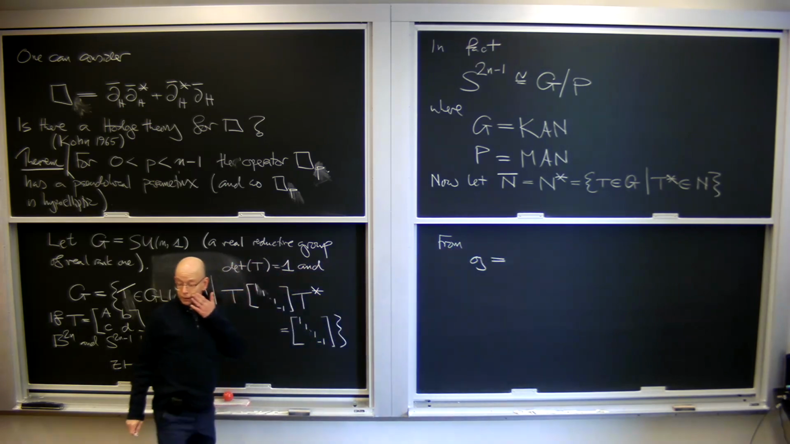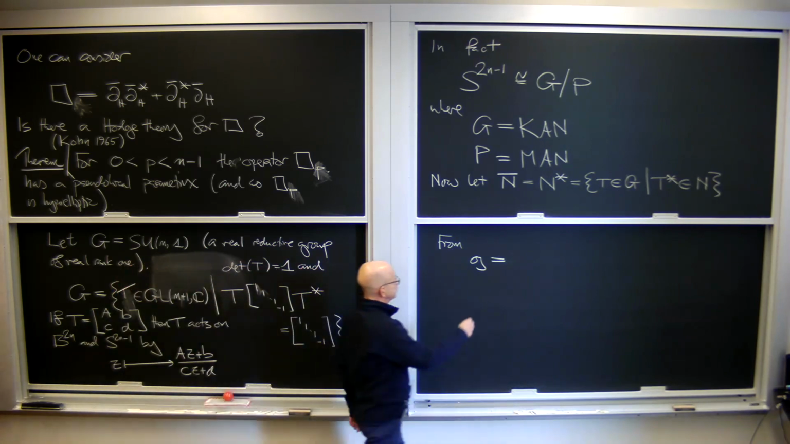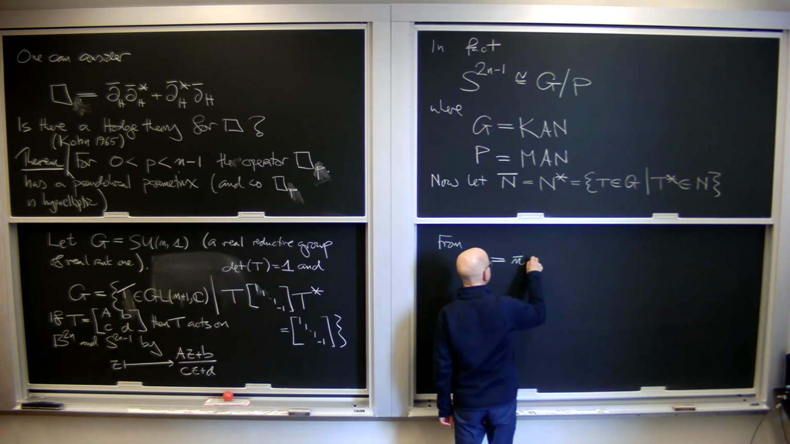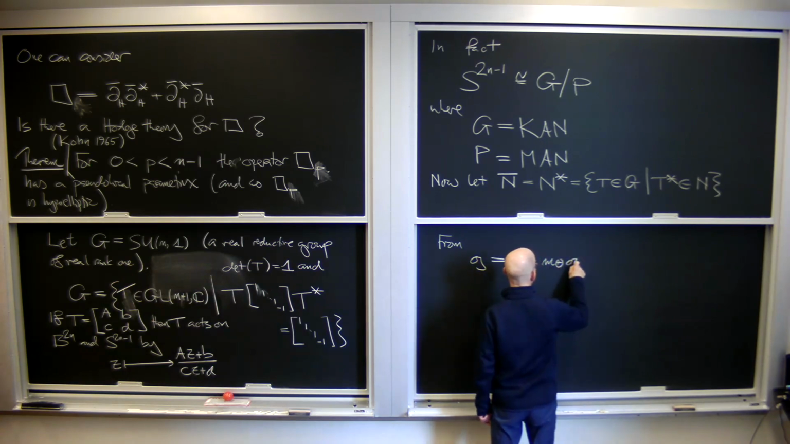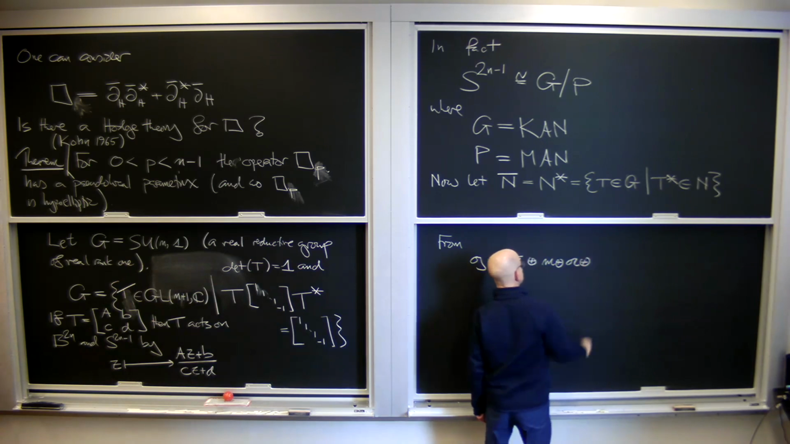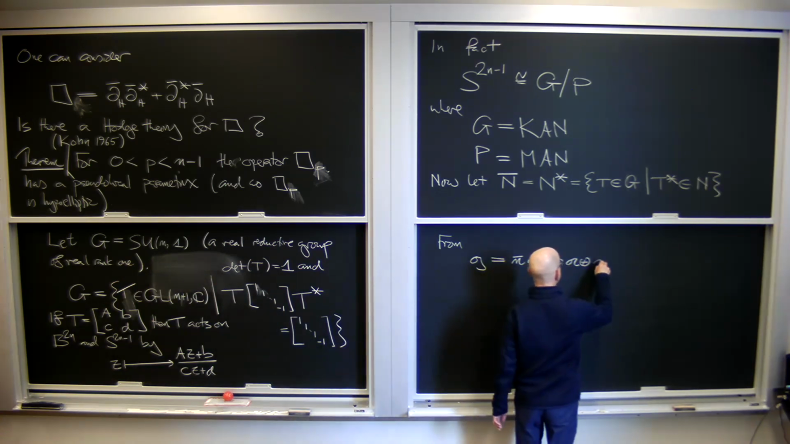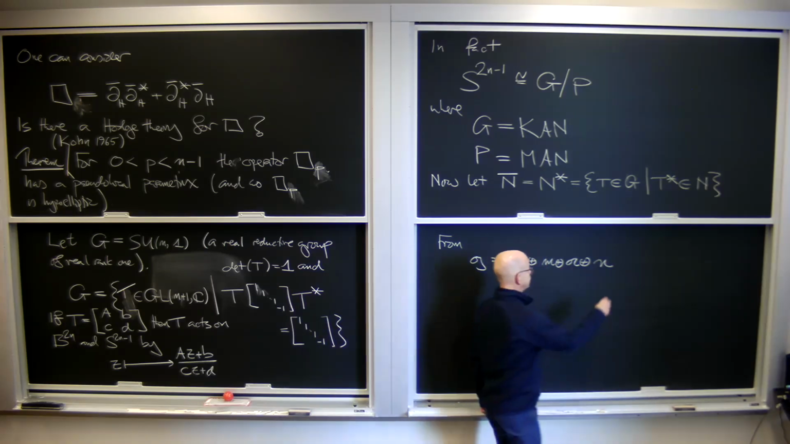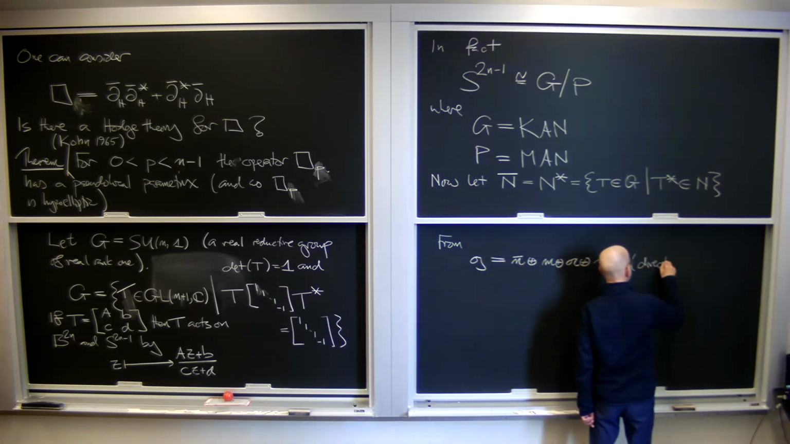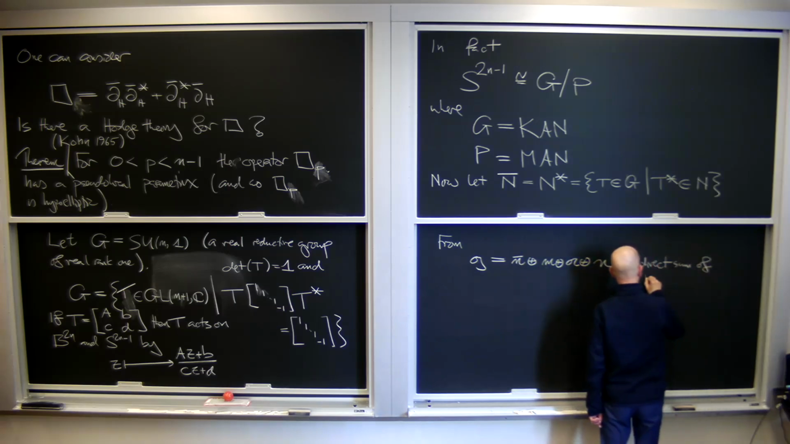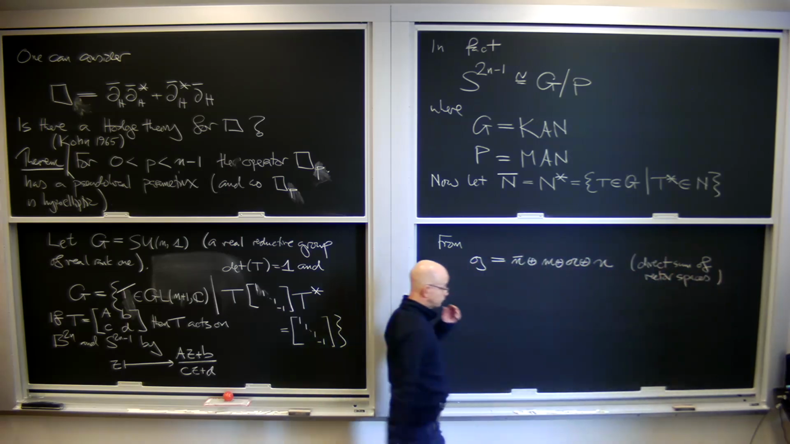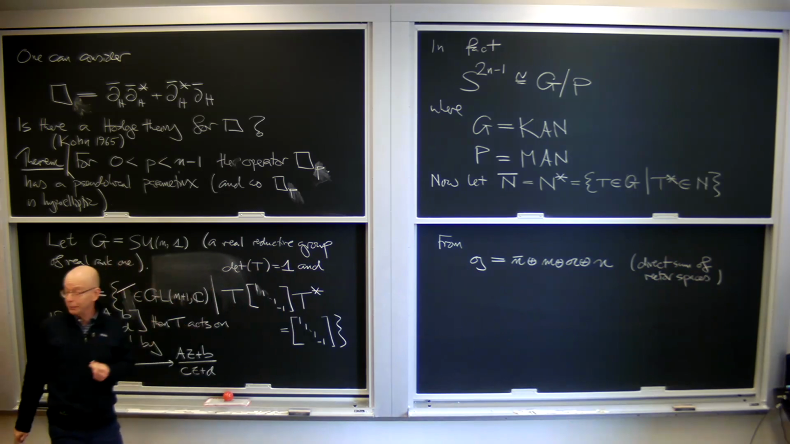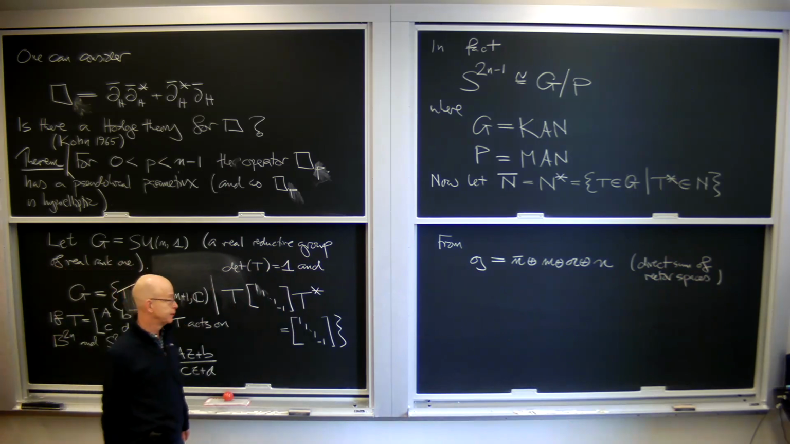You take the Lie algebra of G, then you can break it up as the Lie algebra of N plus the Lie algebra of M, which in this case is a circle group, plus the Lie algebra of A, which is a line. So this is one-dimensional, this is one-dimensional, plus n, like that. So that's the direct sum of vector spaces. Each summand is a Lie algebra, but they don't all commute with one another.